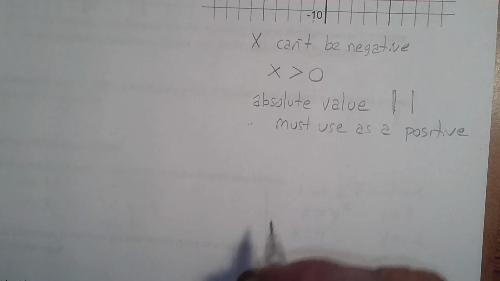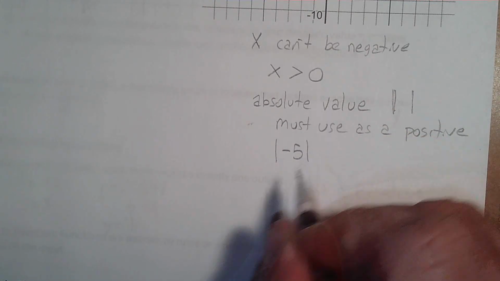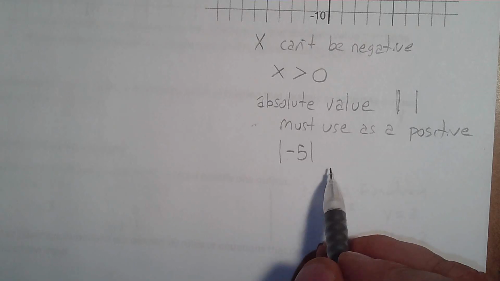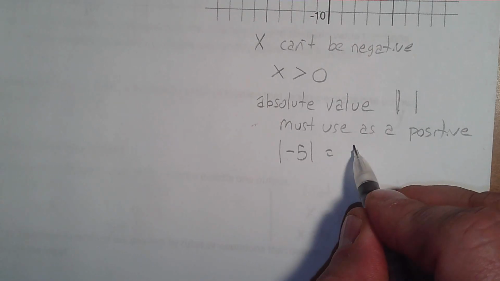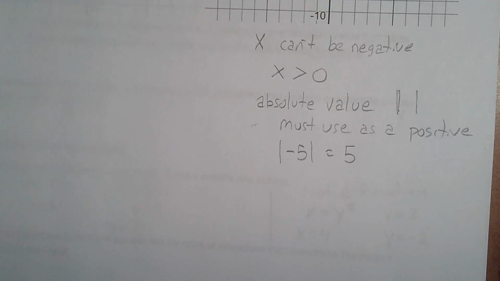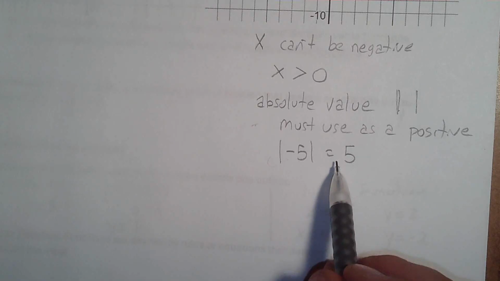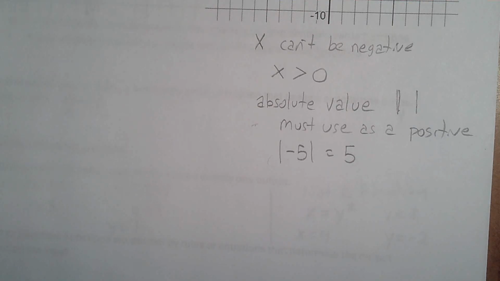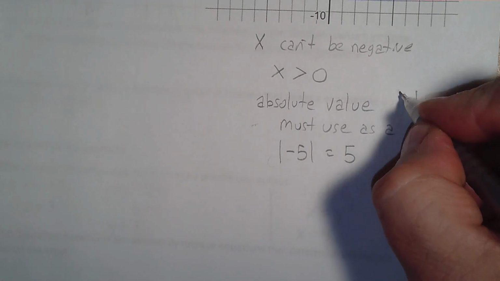So let's take a look at some examples. If I said negative 5 in absolute value, what is the absolute value of negative 5? The answer is 5. Because this absolute value says, nope, you can't use negative 5. You have to use it as a positive number. And that's what it does. That's all that symbol means.